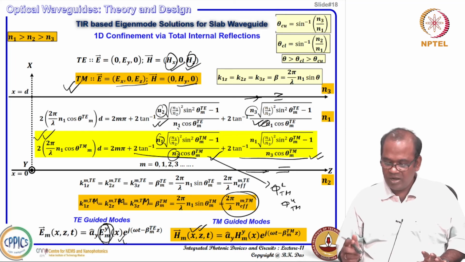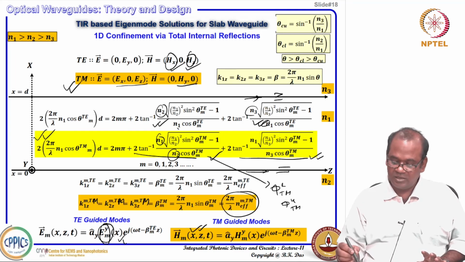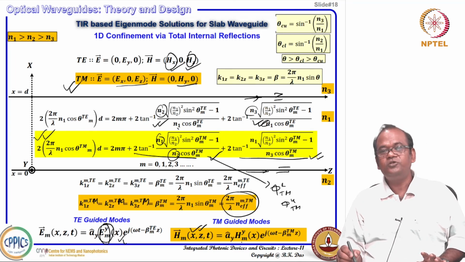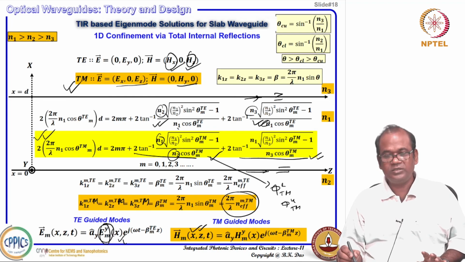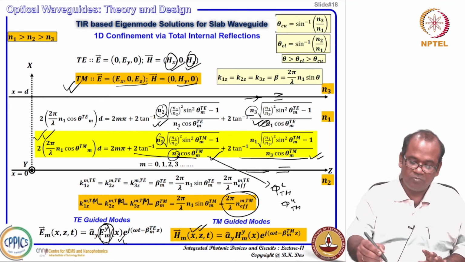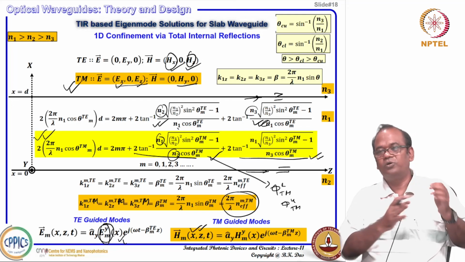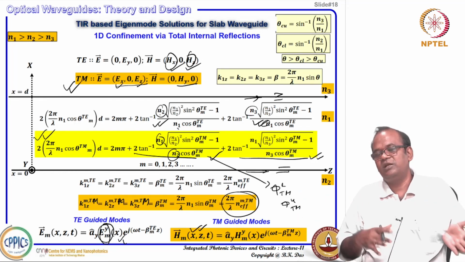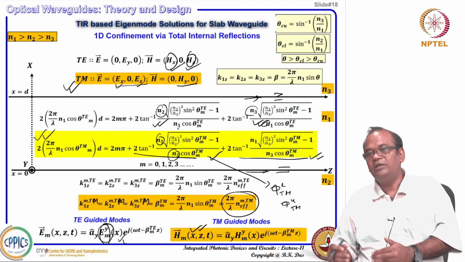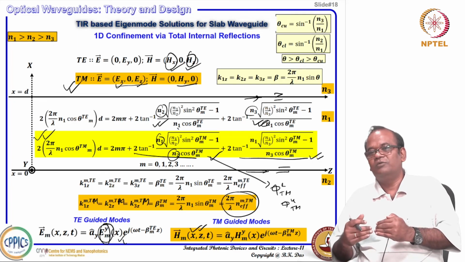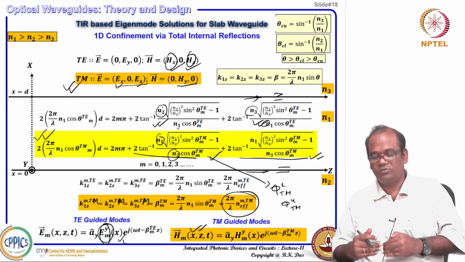Similarly, for TM polarization, you have the solution for Hy, the y component. Again use one of the curl equations, and then you can find the other components Ex and Ez. So, all the components you will be able to solve separately for TE polarization and for TM polarization, and you can get how many modes you can get.